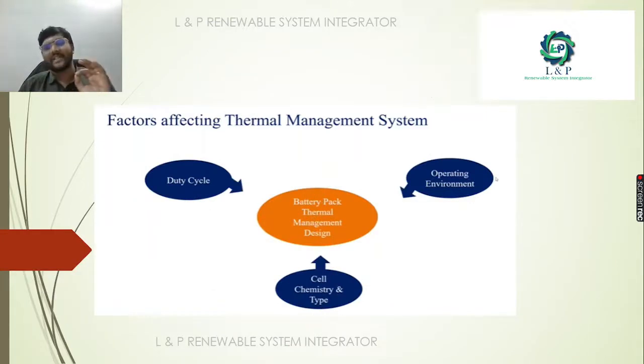So if we try to know the entire life cycle of these batteries, it will be up to 600 cycles. And what are the factors which affect the thermal management system? A battery pack thermal management system will be affected by the operating environment, at what environment we are going to keep our batteries. Second thing is its duty cycle, and third most important thing is the cell chemistry and type.